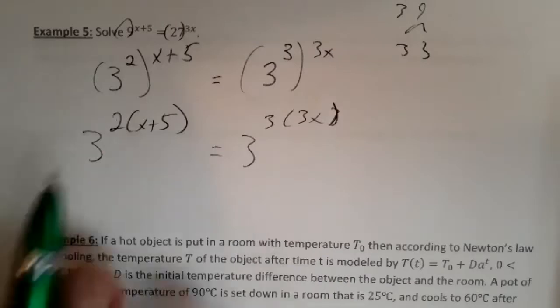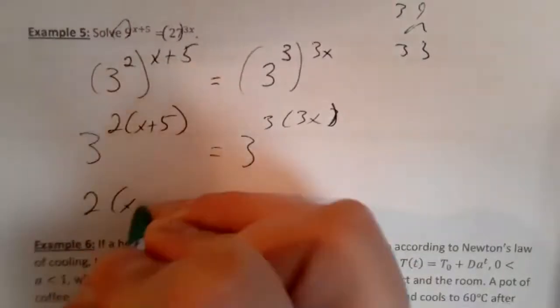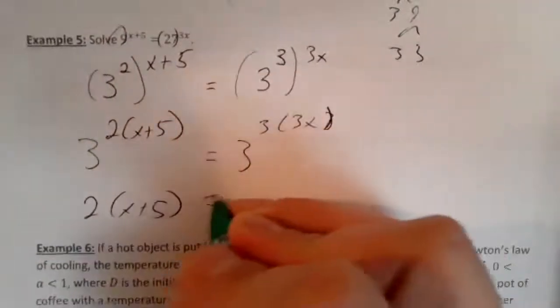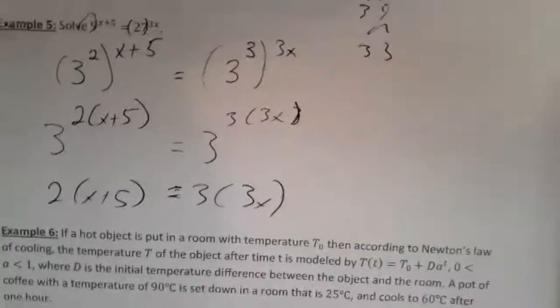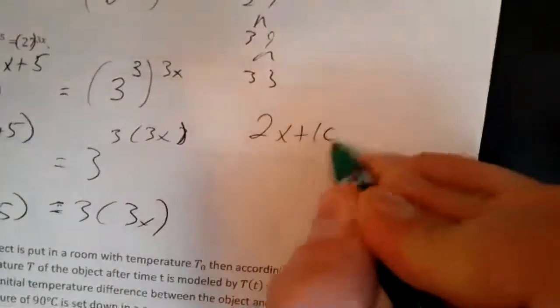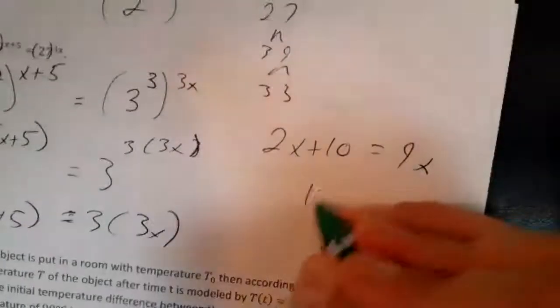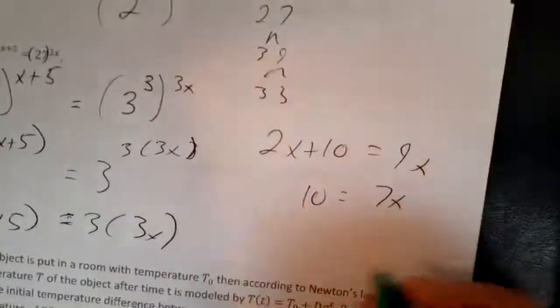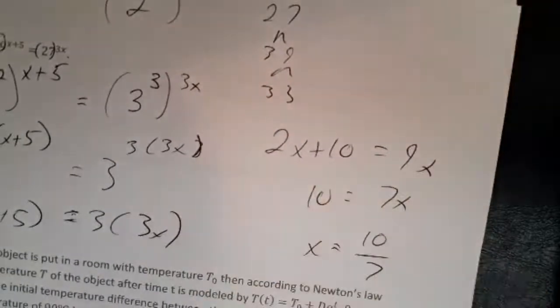And so you might notice this is a base 3, this is a base 3. And so for those two things to be equal, these two exponents have to be equal. So I am basically solving a first order linear equation now. 2x plus 10 is equal to what? 9x. I subtract the 2x over, 10 is equal to 7x. X is going to be 10 divided by 7.